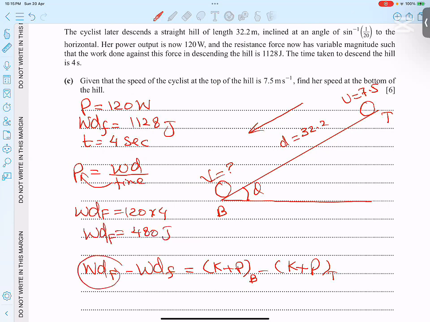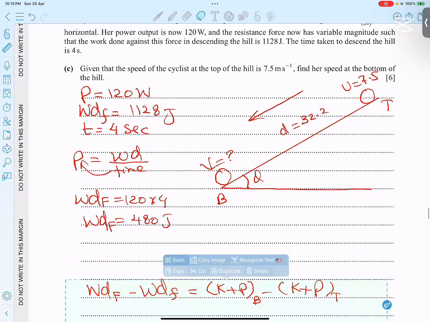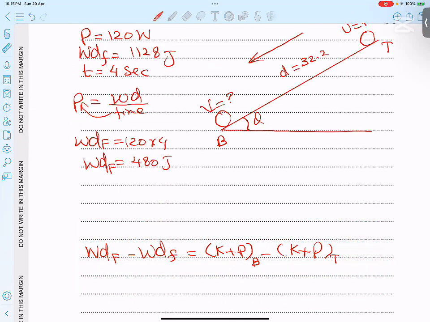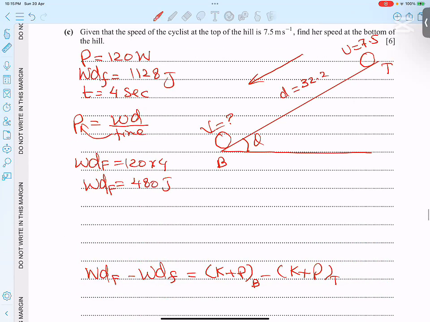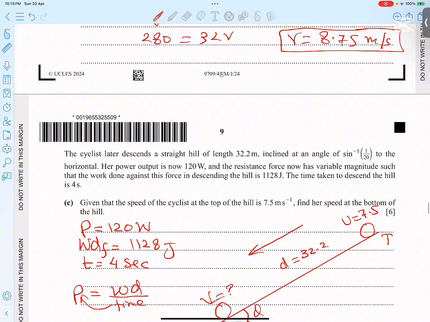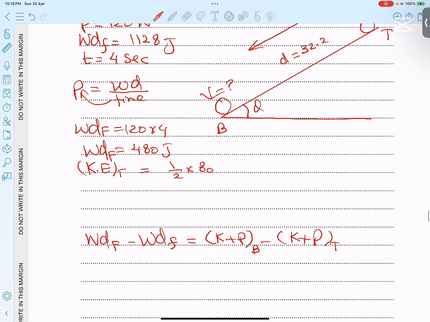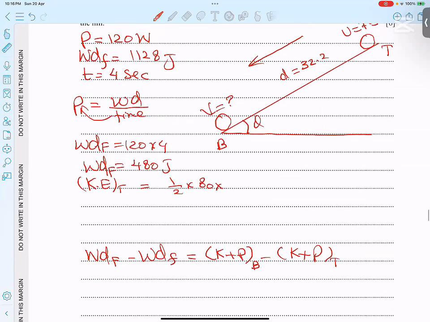So this I have it, and now this I have it. What is missing, students? I have some values, and I need to find the rest. The first value I'm looking for is the kinetic energy at the top. So I'm writing here, kinetic energy at the top is half mv squared. The mass is not given here, but on the previous page we have it, 80. So half times 80 times v squared, and v is 7.5.